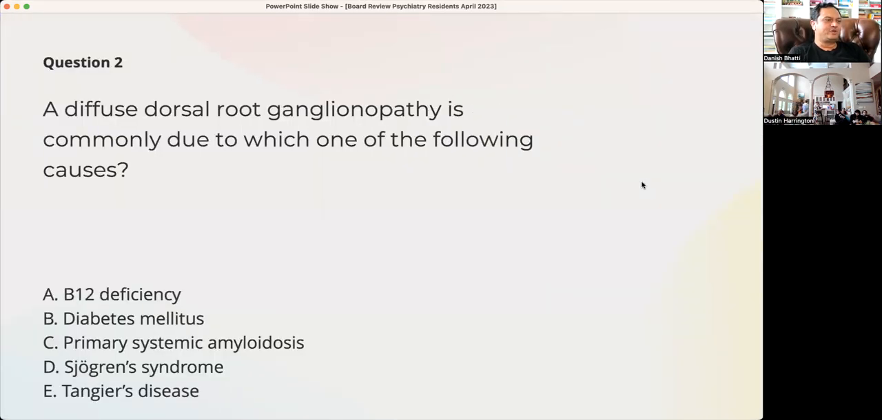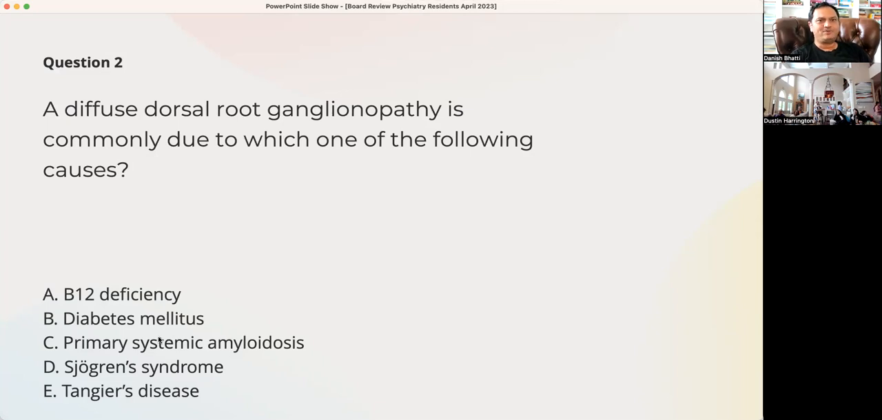So let's start with a question. The question is, a diffuse dorsal root ganglionopathy is commonly due to which one of the following causes. The main thing to know first is what a dorsal root ganglionopathy is, and then you can try to figure out what may be the cause of it.